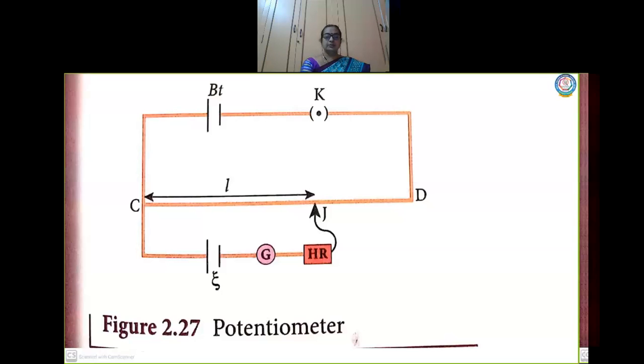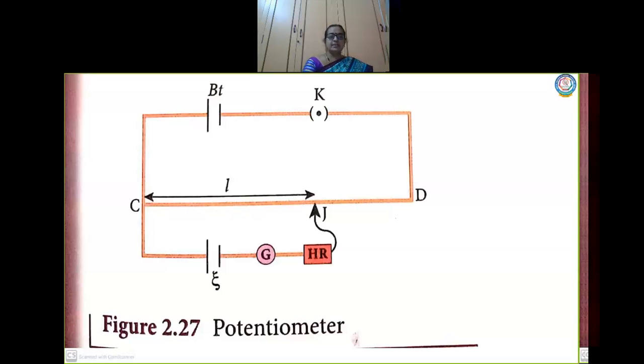Now what we are going to do is move the jockey on the potentiometer wire. So if you keep on moving, let us start from here. Now this wire has already got a resistance. Let that resistance be taken as r. As I told you for the meter bridge, it is the same: r into l we are going to measure, that is resistance per unit length.